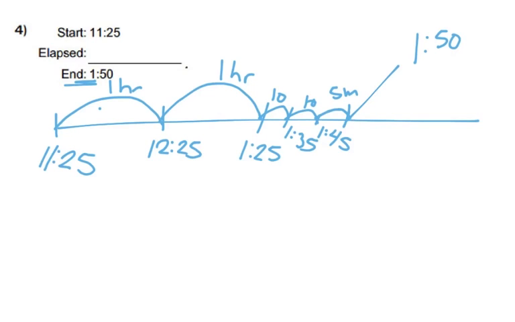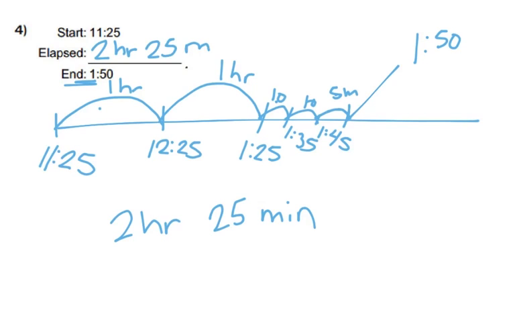So how much time has gone by? 1 hour plus 1 hour is 2 hours. Then 10, 20, 2 hours, 25 minutes. That is how much time has gone by. Make sure you show your work, and then you get to do the next one by yourself.